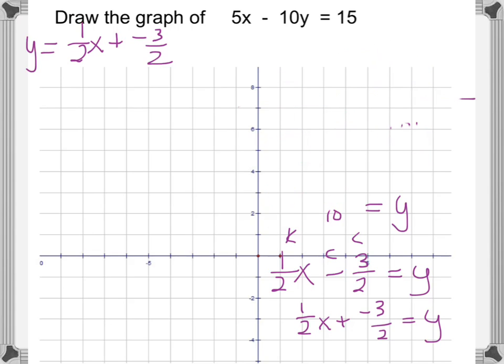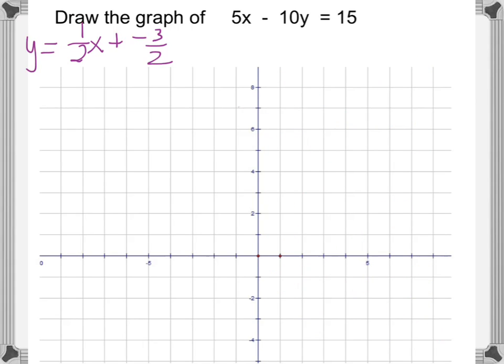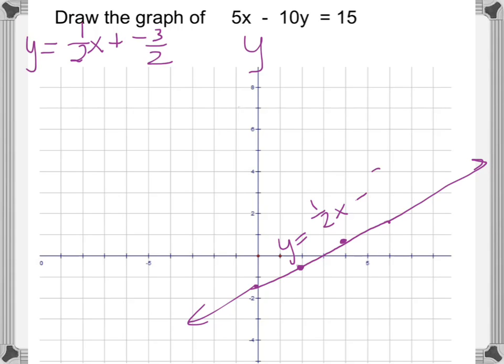So negative 3/2 is the y-intercept, so I'm going to find that on my y-axis here. Negative 3/2 is negative 1.5, so that's right here. My slope is 1/2, so I go up 1 and to the right 2. Up 1 and right 2, I could keep going here, up 1 and right 2. So here's all these points on this line. So there we go, and I can label it in slope-intercept form.